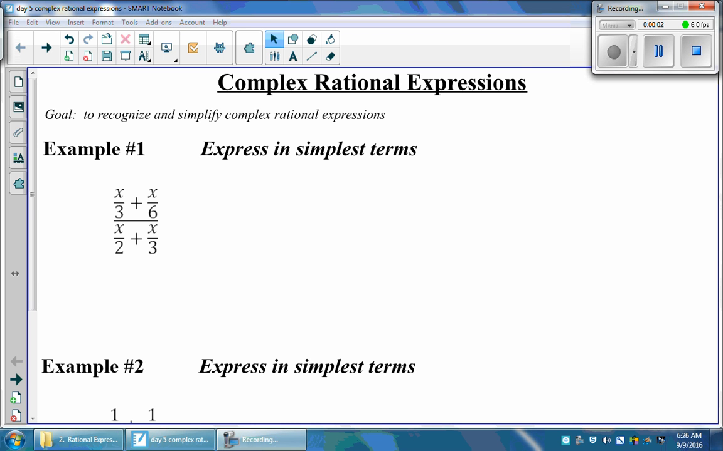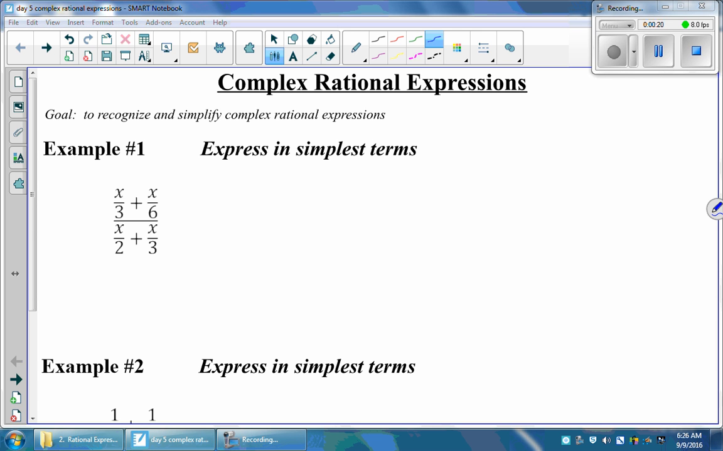In this video, we're going to talk about simplifying complex rational expressions, sometimes called complex fractions. You're going to recognize a complex fraction when you see fractions within a fraction. Our first example, you're going to notice that we have x over 3 plus x over 6, that whole thing divided by x over 2 plus x over 3.